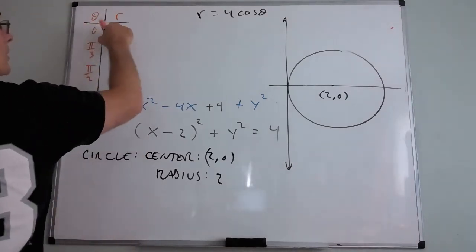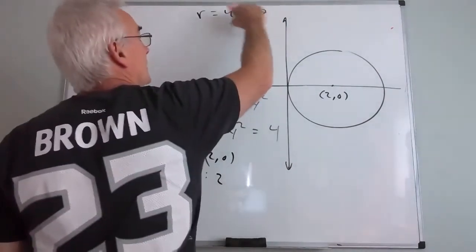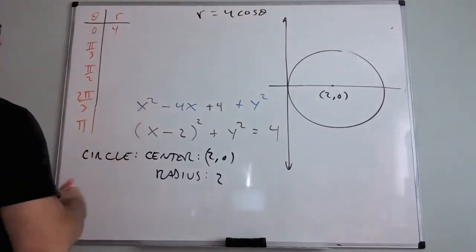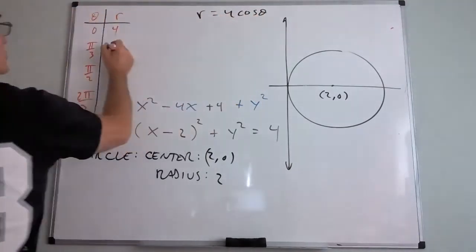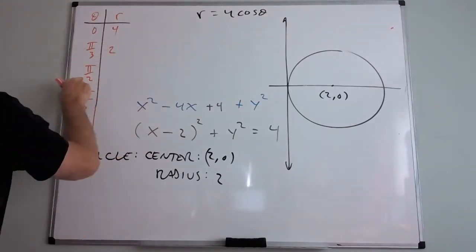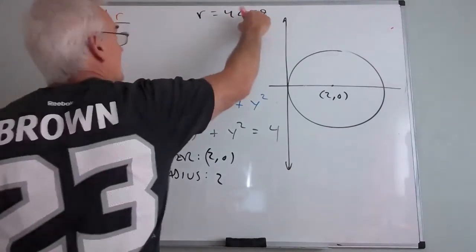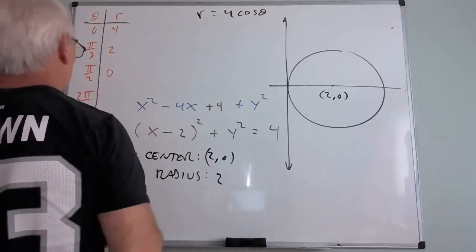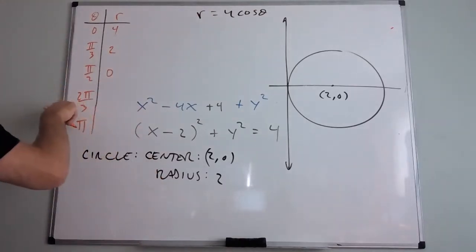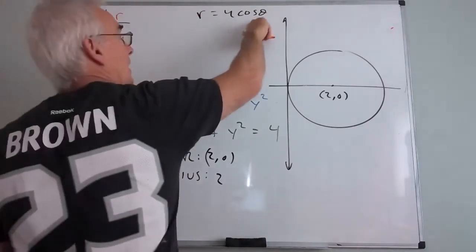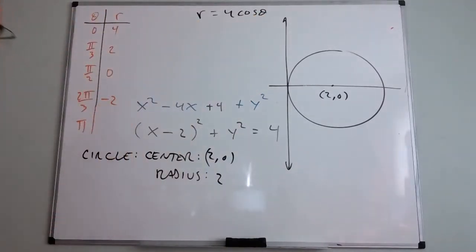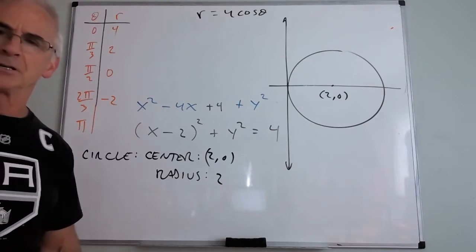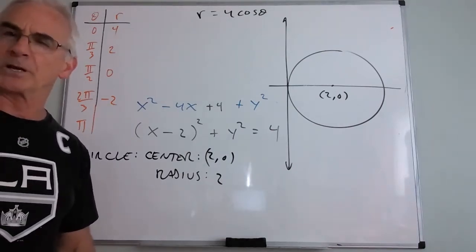So when theta is 0, r is cos 0, which is 1, so that would be 4. When theta is pi over 3, cosine of pi over 3 is a half, so r would be 2. When theta is pi over 2, cosine of pi over 2 is 0, so r would be 0. At 2 pi over 3, cosine of 2 pi over 3 is negative a half, so r would be negative 2, which right away presents kind of a, I think the appropriate word would be a conundrum.